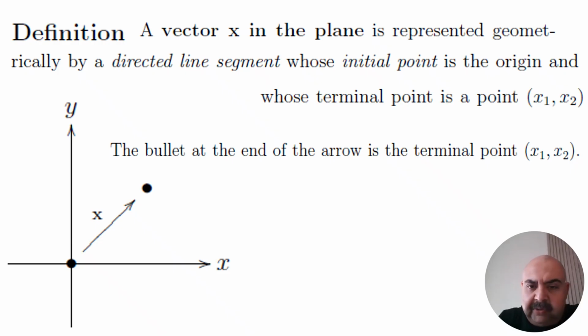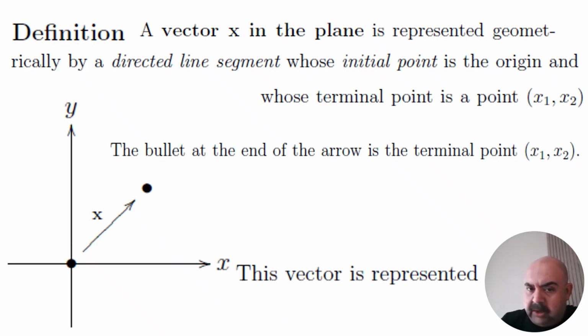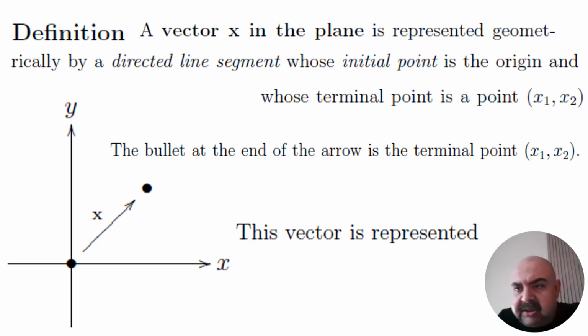The bullet at the end of the arrow is the terminal point x1 and x2. The vector is represented, as you can see, as x equals x1 and x2, or v equals x1 and x2. And this is really very important.